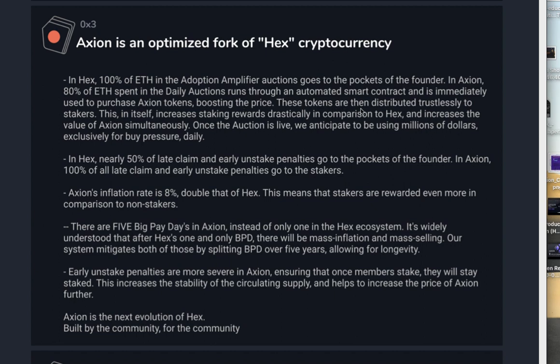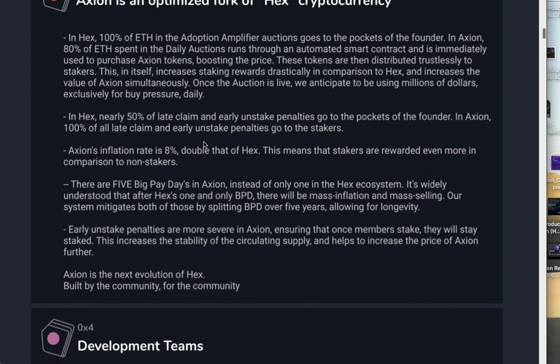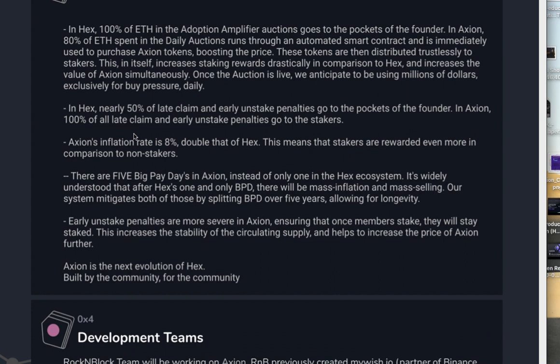These tokens are then distributed trustlessly to stakers. This in itself increases staking rewards drastically compared to Hex and increases the value of Axion simultaneously. Once the auction is live, we anticipate using millions of dollars exclusively for buy pressure daily. And this is wonderful, so it's going to be a great reason to get on board with Axion. In Hex, nearly 50% of late claims and early unstake penalties go to the pockets of the founder, or origin wallet in this case. In Axion, 100% of all late claim and early unstake penalties go to the stakers. So that's another great upside.